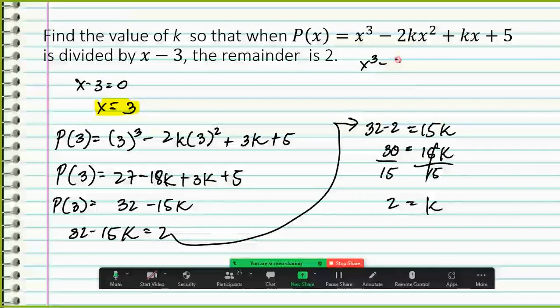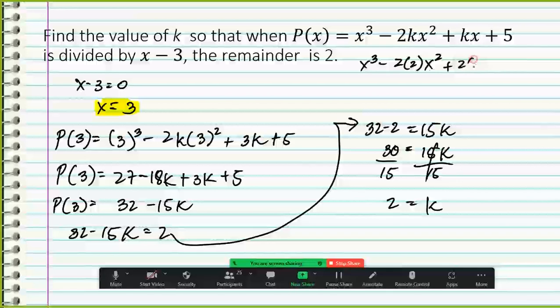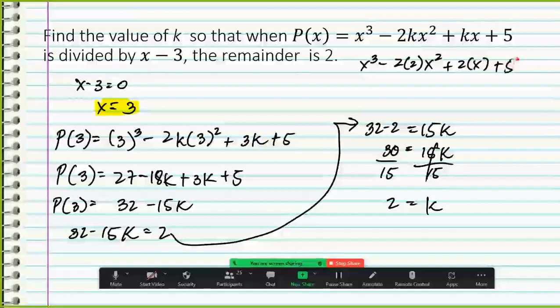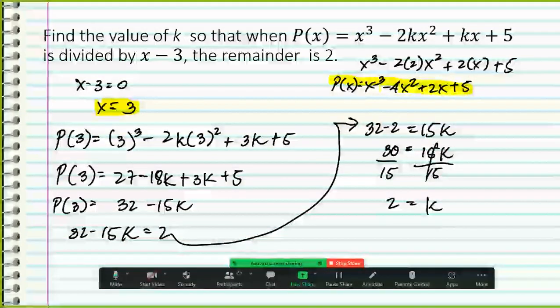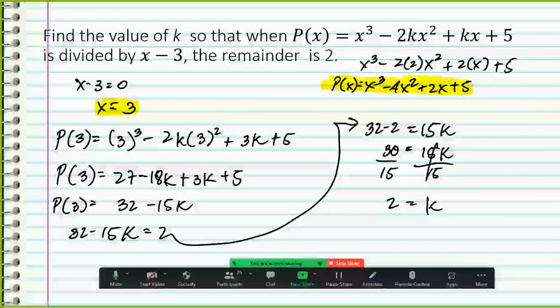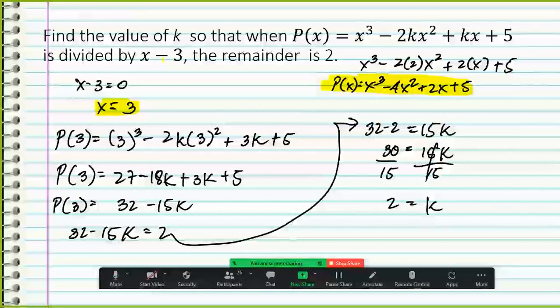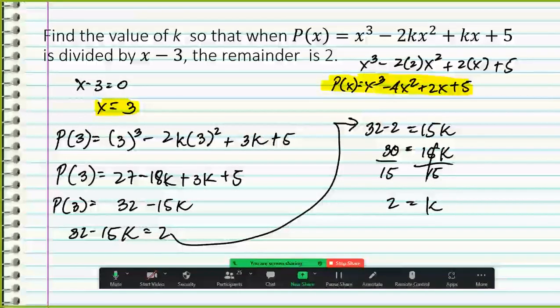Okay, inject 2 in x squared plus 2x added by 5. So we have p of x, so we have negative 2 times 2. So we have negative 4x squared plus 2x plus 5. So meaning to say, the polynomial that will give a remainder of 2 once we divide by x minus 3 is the polynomial p of x equals x cubed minus 4x squared plus 2x plus 5.